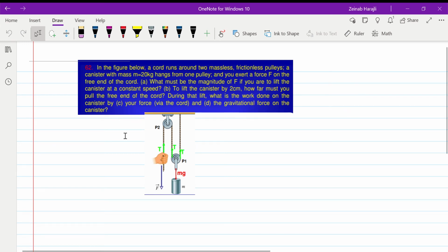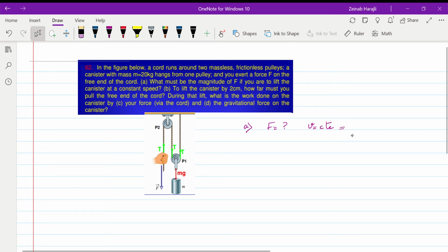In this question, we're told that we have a cord running down two massless, frictionless pulleys. A canister with a mass m equal to 20 kilograms hangs from one pulley, and you can exert a force F on the free end of the cord. The first question: we want the magnitude of the force F if you are going to lift the canister at a constant speed. So we want to find the force, and we're given that the speed is constant.